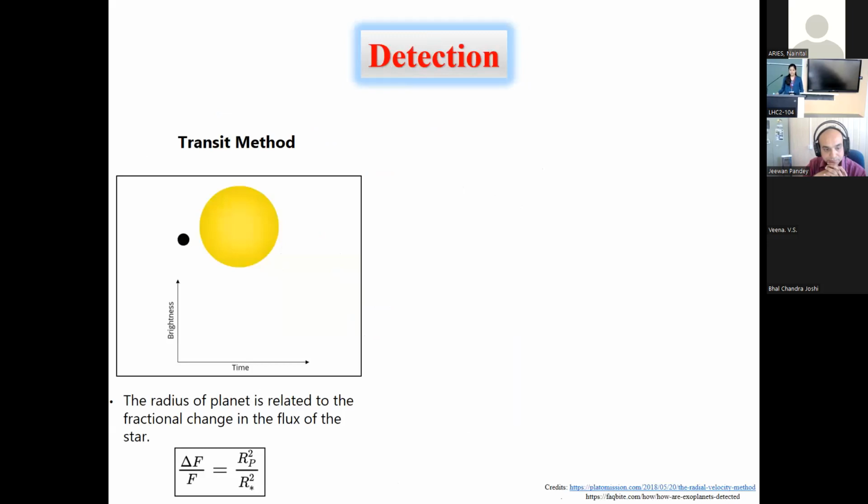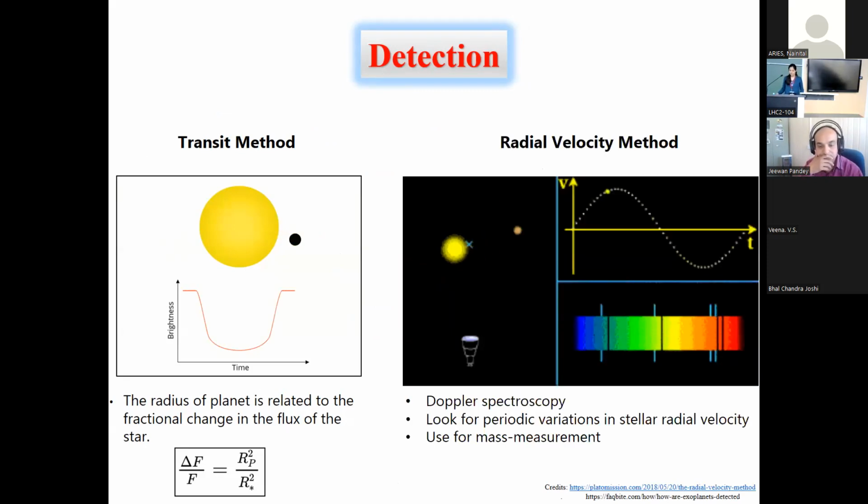When a planet passes in front of the star, it obscures some of the light, so we see a dip in the brightness of the star, as you can see in this animation. The radius of the planet can be determined from the fractional change in the flux of the star. For any astrophysical body, the mass is one of the most important parameters to determine. For exoplanet detection, we use high precision spectroscopy to determine the mass. For that, we calculate the radial velocity, using Doppler spectroscopy.